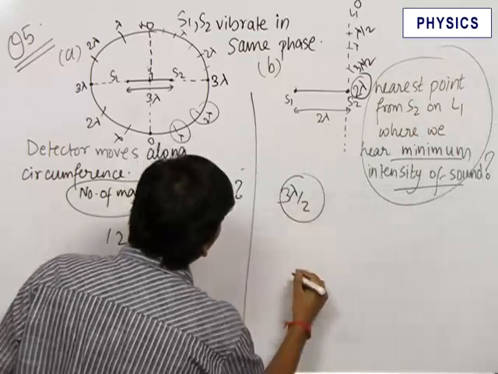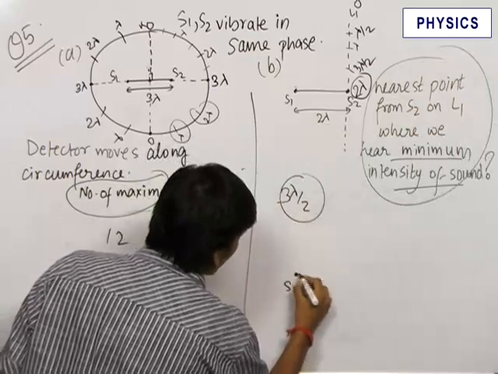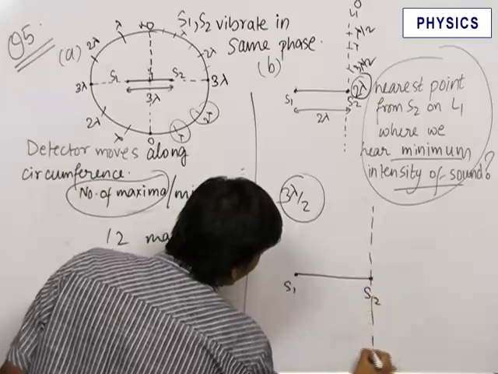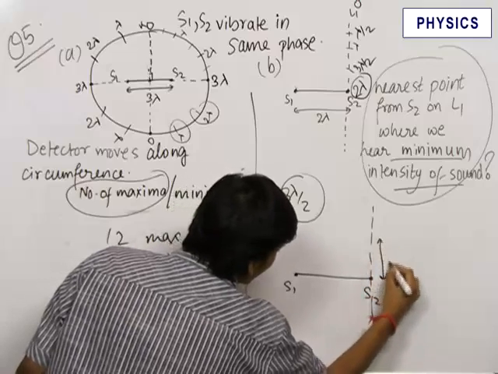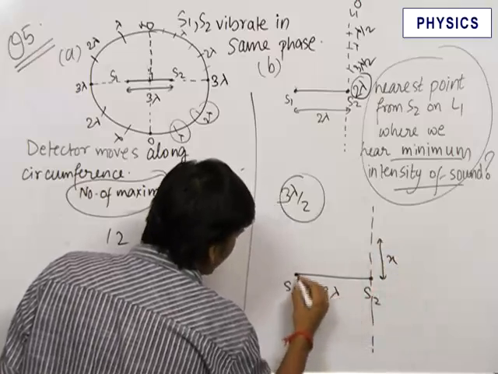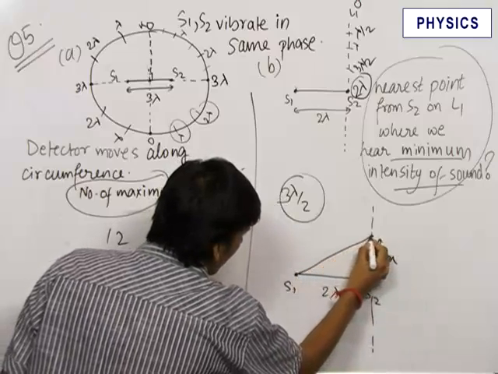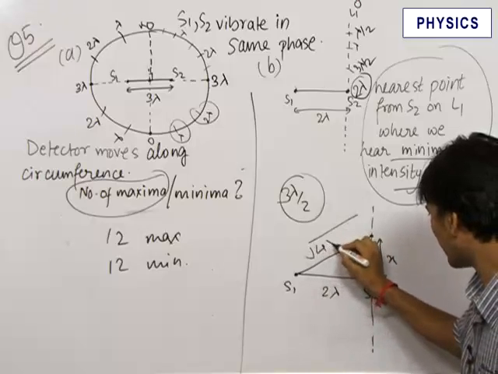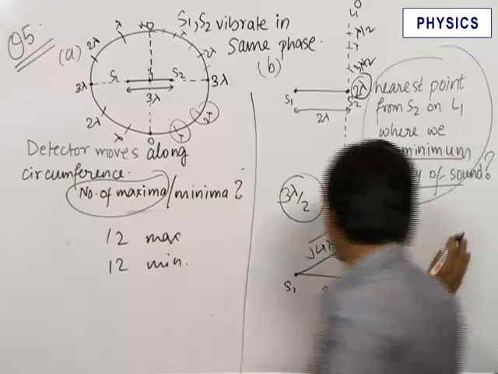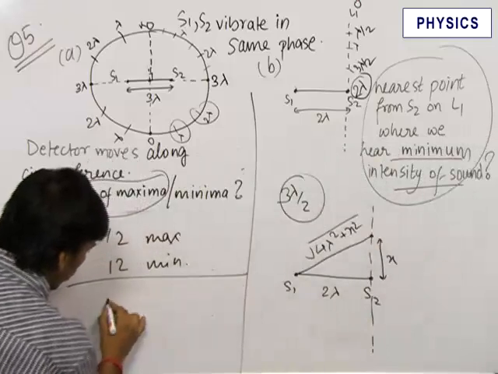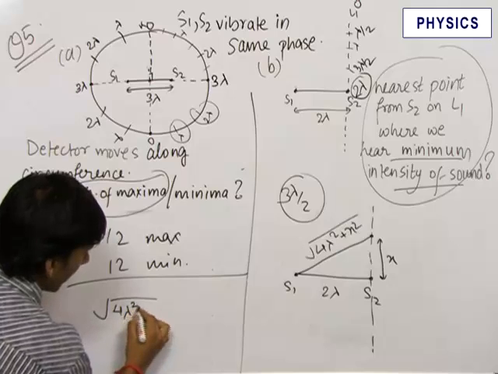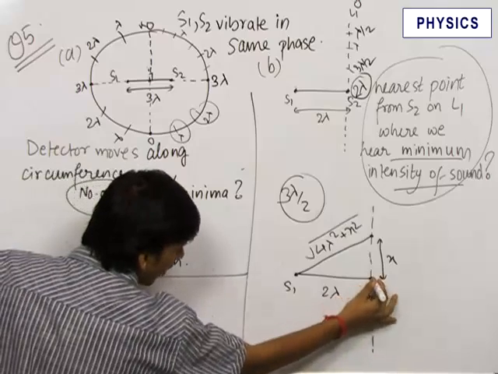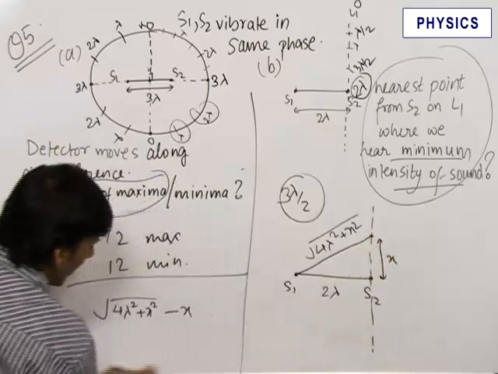Let us draw the diagram clearly. We have S1 over here, S2 over here, and this is the line L1. Let that point be at a distance x from here. This is 2 lambda. Now the path difference can be written as, this length is root over 4 lambda square plus x square. Therefore we write root over 4 lambda square plus x square minus x, that is the distance travelled from S2 to this point by the sound wave.